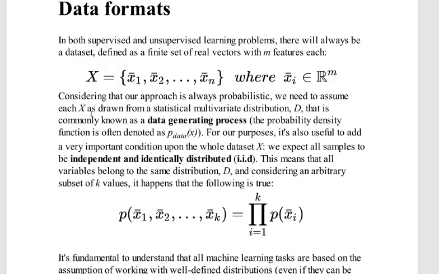Considering that our approach is always probabilistic, the probabilistic nature is where we identify the nature of the data which is nearer to the content of the main problem. So we need to assume each x is drawn from a statistical multivariate distribution, and with respect to that, we see how the data generation process is applied.